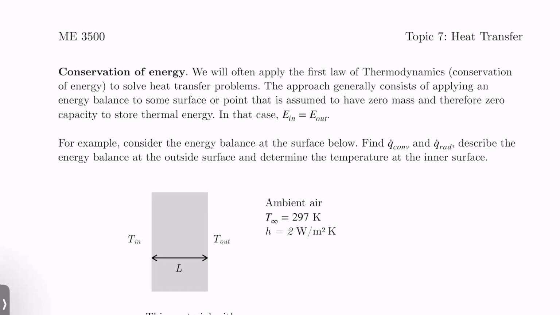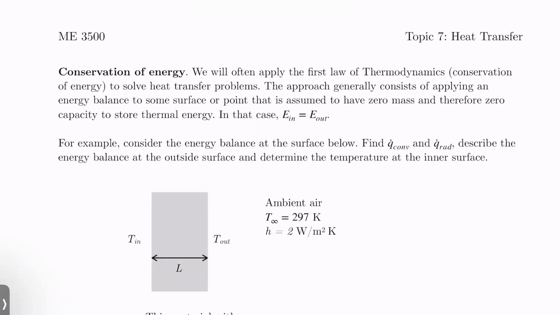All right. So for example, we're going to consider the energy balance at this surface below. We want to find Q dot convection and Q dot radiation, and describe the balance at the outside surface and determine the temperature at the inner surface. So we have this material, which is represented by this gray rectangle. It has a width L, and on the left-hand side, this is our inner surface. It has a temperature T in, and then on the right-hand side, we have an outer surface, T out.